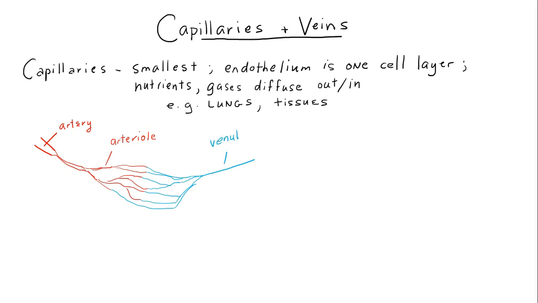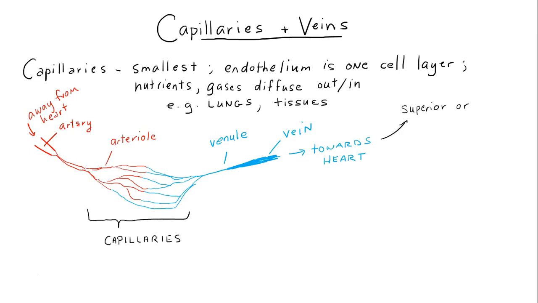And so now we're drawing the blood in blue because the oxygen has left the blood, carbon dioxide has entered the blood, and from the capillaries, those blood vessels lead to the venules, which are the small veins that lead to the big veins that go toward the heart through the inferior and superior vena cava.